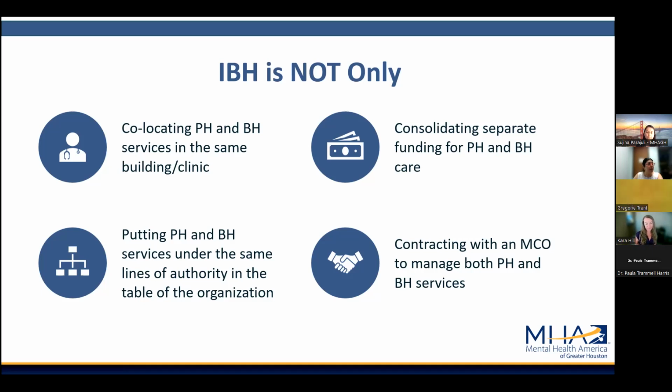It should also not be about consolidating separate funding for physical health and behavioral health care. Just because you now have a built-in revenue for behavioral health services does not mean your system is really integrated. It is also not about putting the physical health and behavioral health services under the same line of authority. Integrated care, and we cannot emphasize this enough, cannot be one person's job. You cannot assign one person to be in charge of all things integrated. It has to be a team effort, all working together, having shared goals, building mutual trust, clarifying roles and workflow, and having strong communication all together. And lastly, simply contracting with a managed care organization to manage both physical and behavioral health certainly is not enough to make your system integrated. None of these elements that you see on the screen here is sufficient to make a system integrated. Next slide, please.